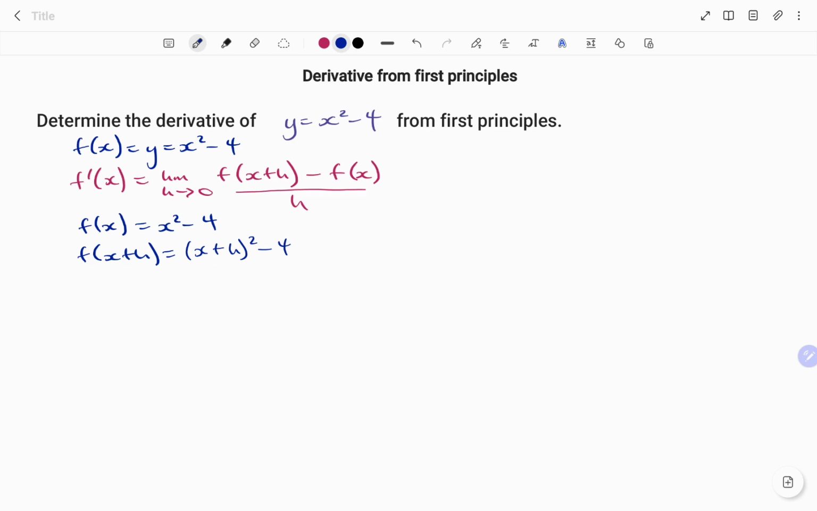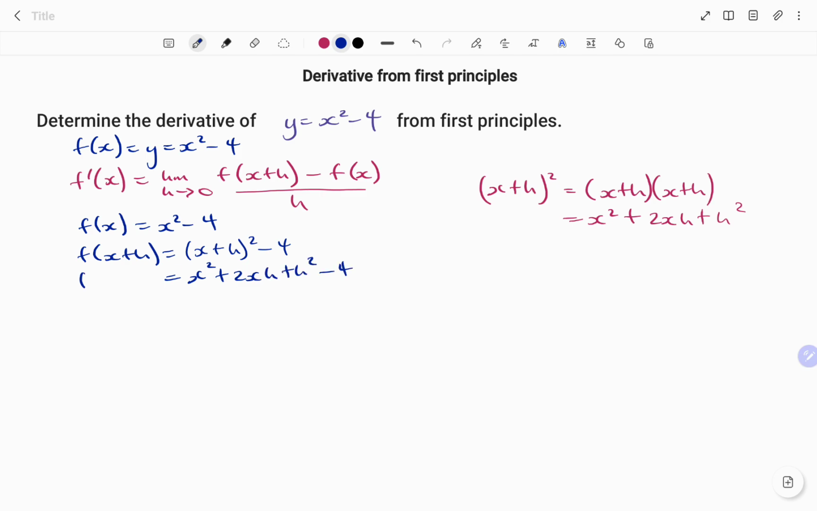If I expand, I'm going to have (x plus h) squared, and that will give us x squared plus 2xh plus h squared. So if I slot that back in, just to make my equation simpler, I'm going to have x squared plus 2xh plus h squared minus 4. That will be my f of x plus h after expanding.